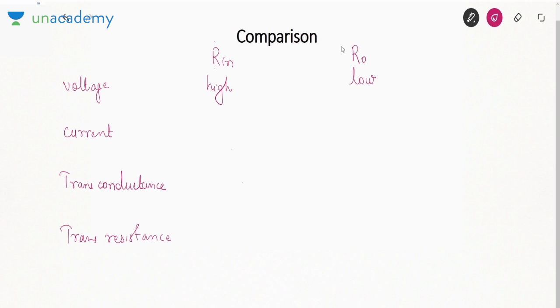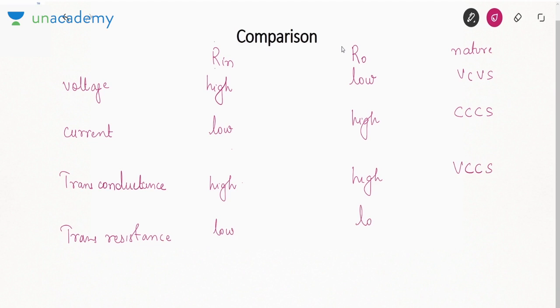For voltage amplifier, the input resistance must be high, output resistance must be low. And the nature of dependent source is voltage controlled voltage source. In current amplifier, the requirement is opposite. Input resistance should be low, output resistance should be high. Sorry, high. It is a current controlled current source. In transconductance amplifier, both should be high, and it is called a voltage controlled current source. And in transresistance, both must be low. It is a current controlled voltage source.